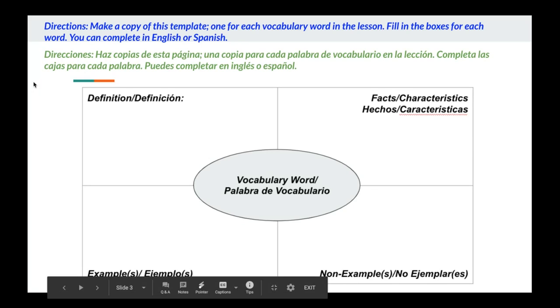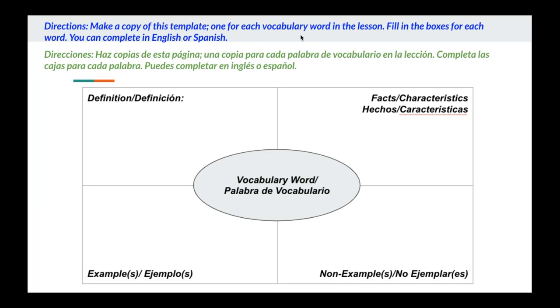Remember, for vocabulary, you must make a copy of this template, one for each vocabulary word in the lesson. Fill in the boxes for each word. You can complete in English or Spanish. Direcciones. Haz copias de esta página. Una copia para cada palabra de vocabulario en la lección. Completa las cajas para cada palabra. Puedes completar en inglés o español.